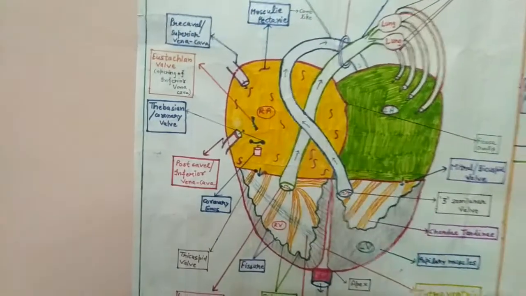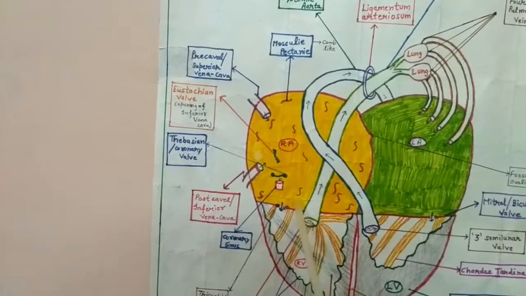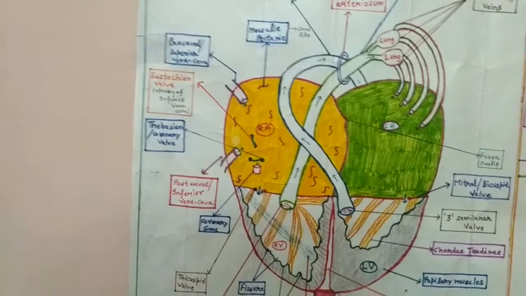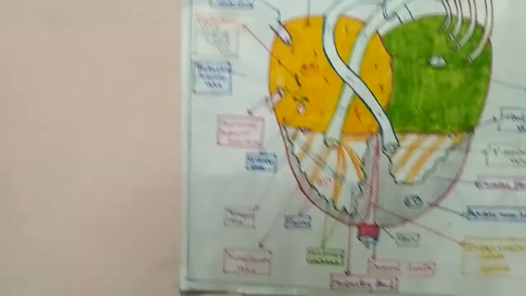Friends, you can also see here some other structures like these musculi pectinati, these moderator bands, these papillary muscles, and these columnae carneae. We will discuss them ahead.